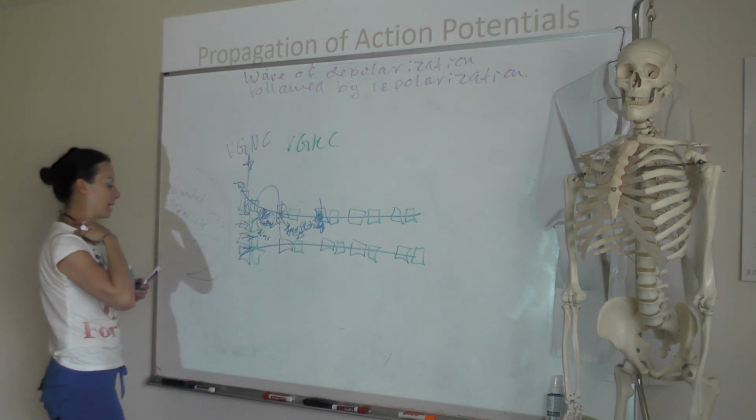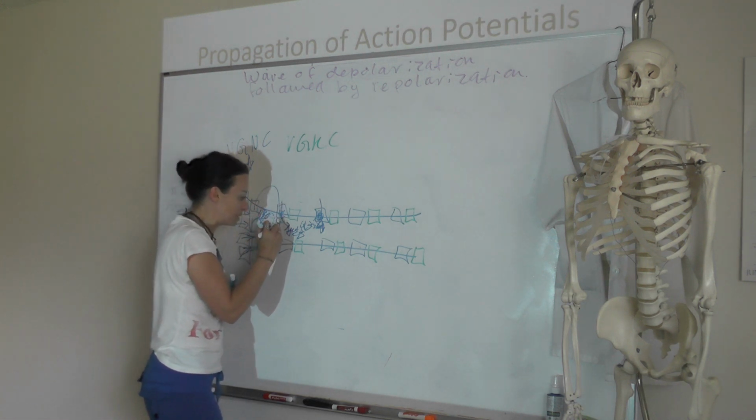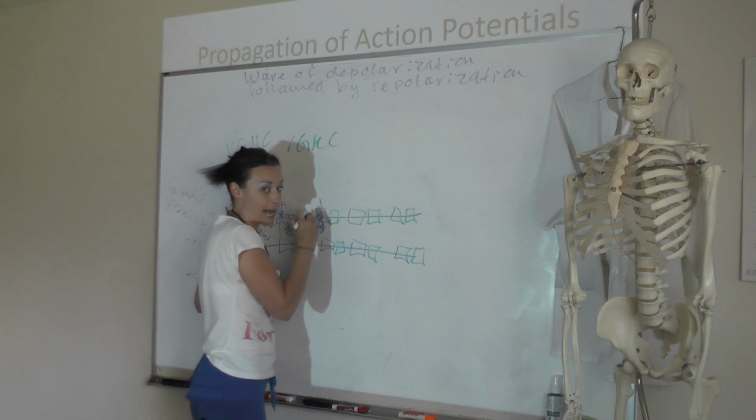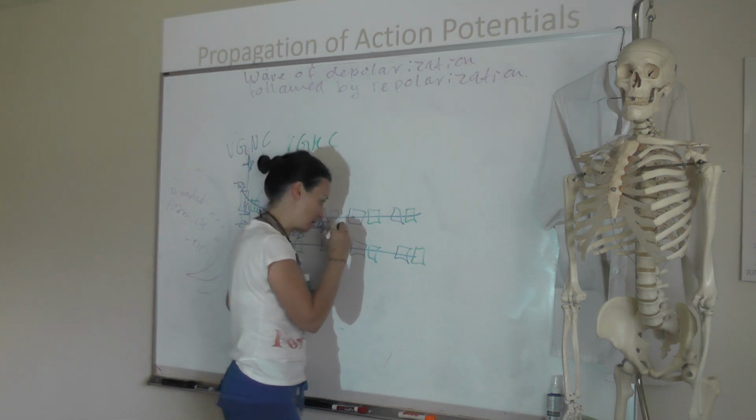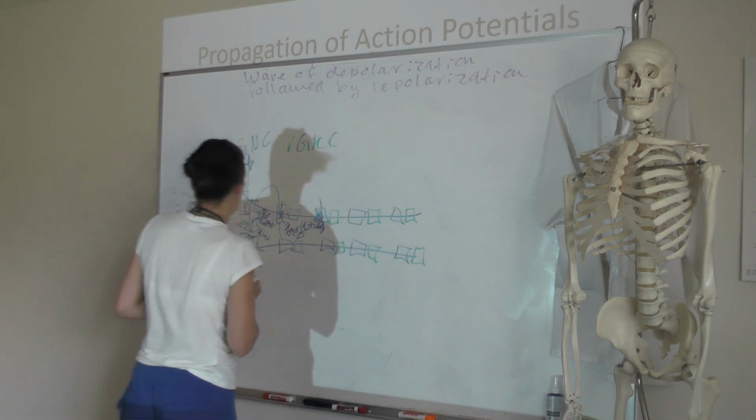And this is a non-myelinated neuron. So this action potential has to regenerate at every little space along the way. It's fast, but it's not as fast as it can be. So it's like regenerating here, regenerating here, regenerating here. So we'll talk more about that in a little bit.